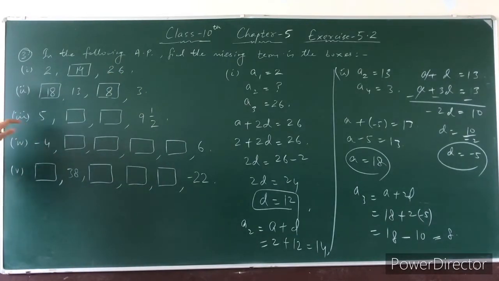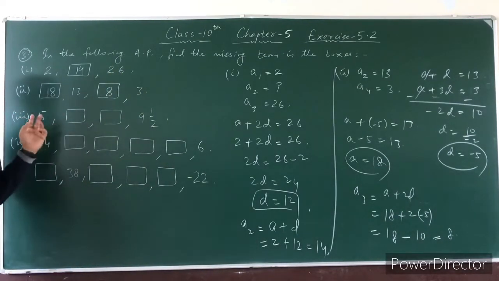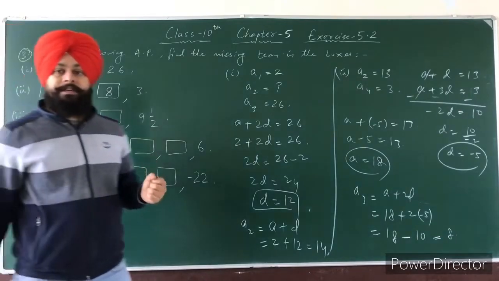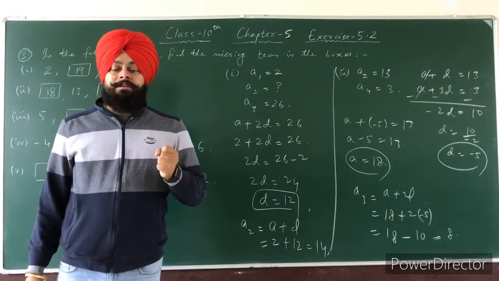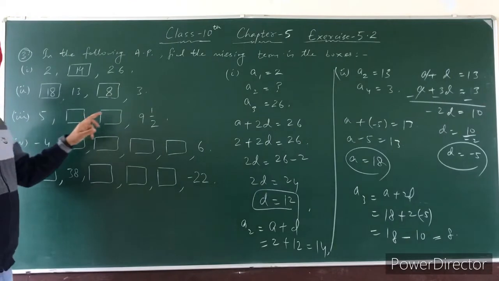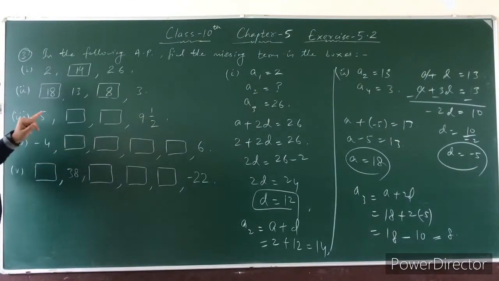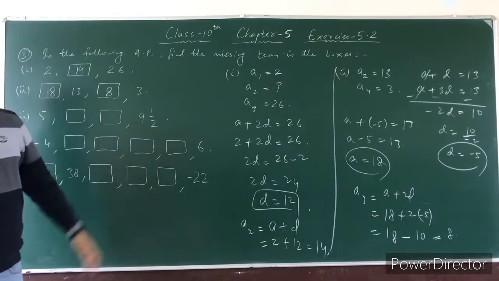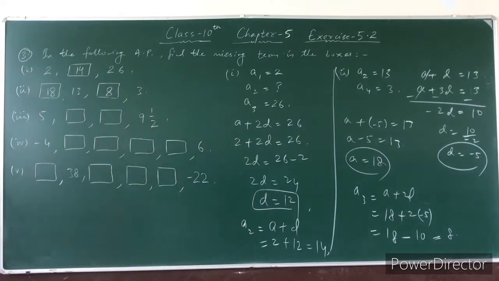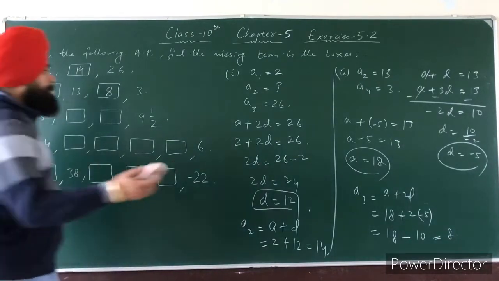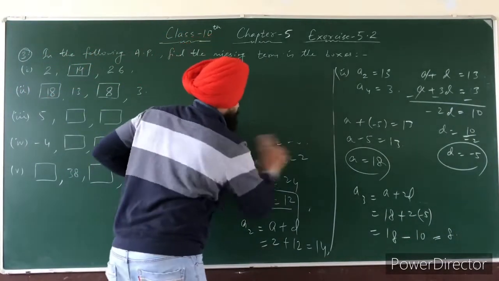Now see the third part in this series. The first term and the fourth term are given here. It means the missing terms are which ones? The second and third ones. Clear, students? So the first term is 5 and the fourth term is 9 1 by 2. This value is in mixed fraction.